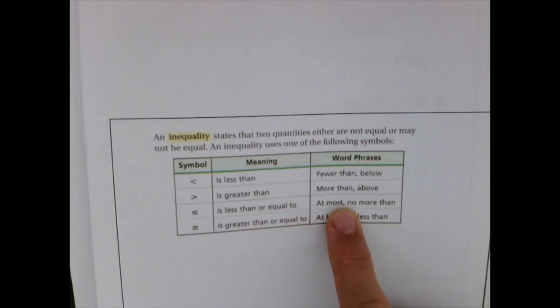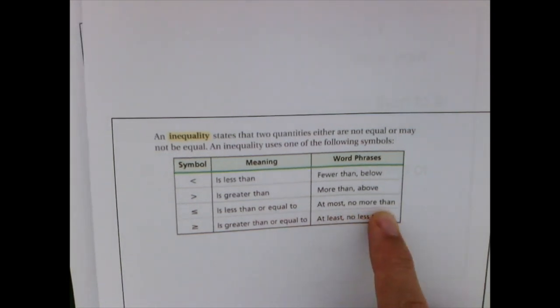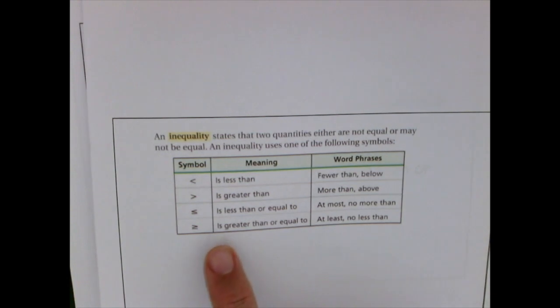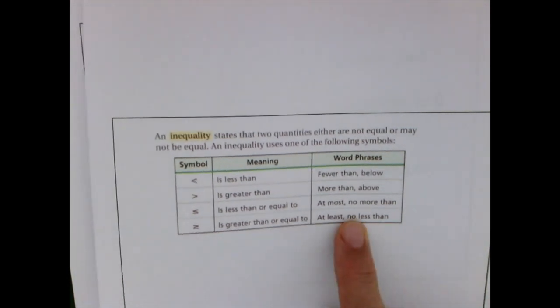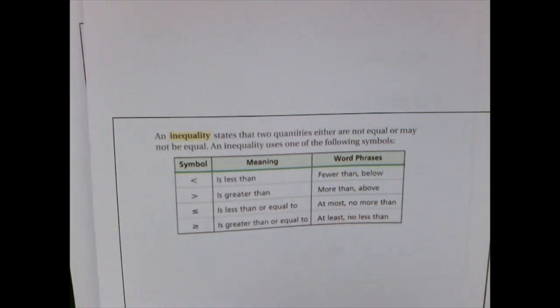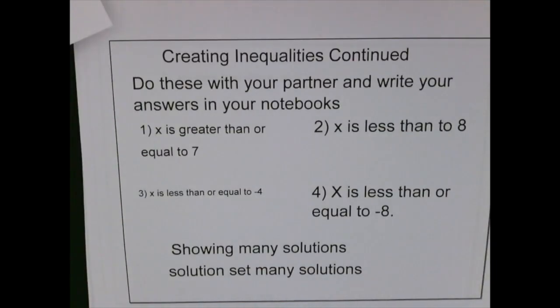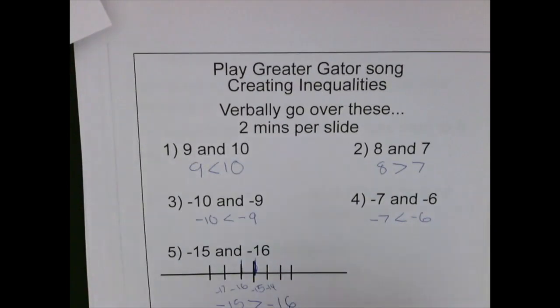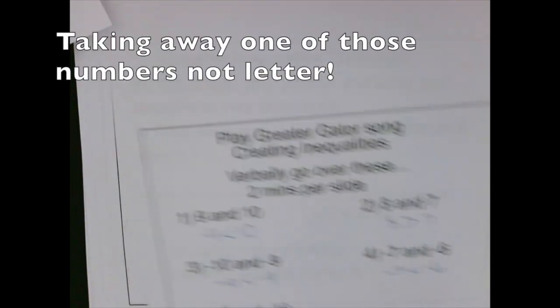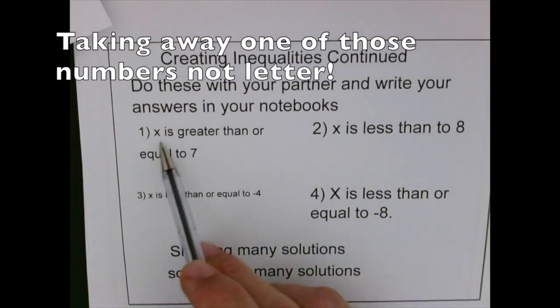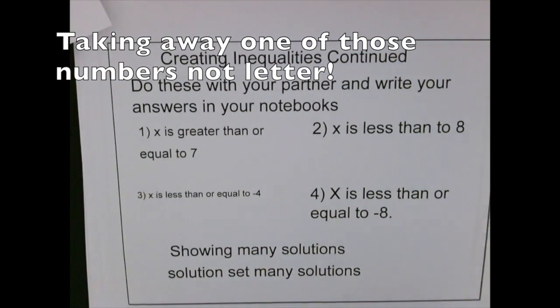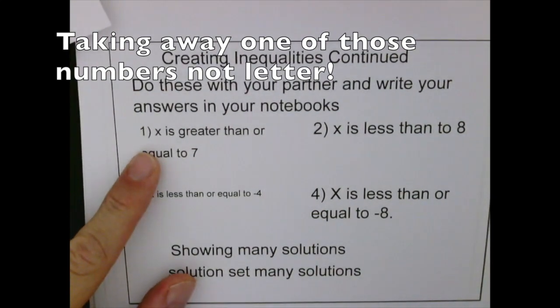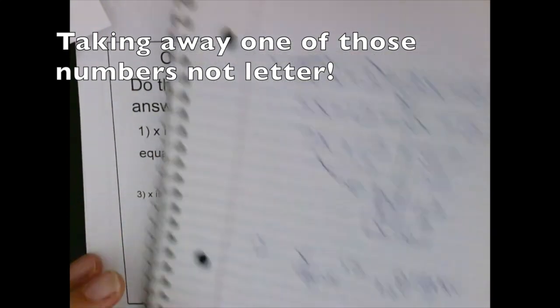This could also be referred to as at most or no more than. Greater than or equal to is a greater than or equal to sign. It could be referred to in words as at least or no less than. Once again, in algebra, instead of having two numbers given to us, such as 9 and 10, we're taking away one of those letters. So now we have x is greater than or equal to 7.